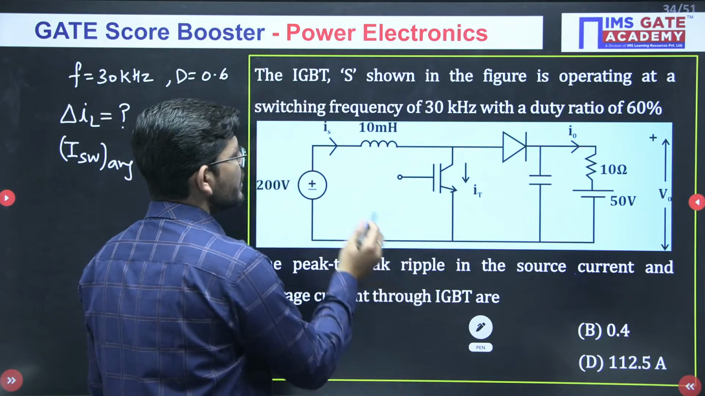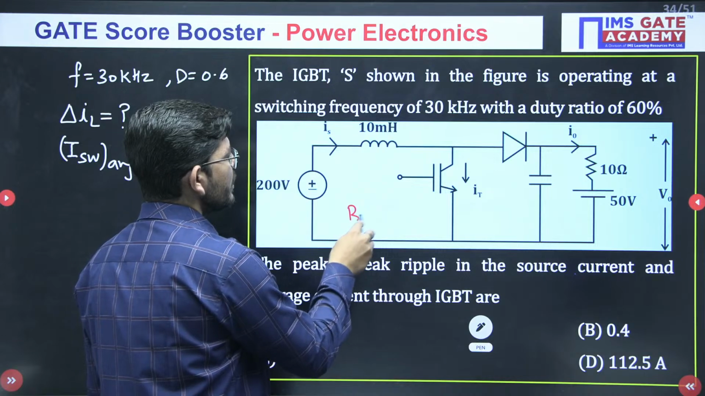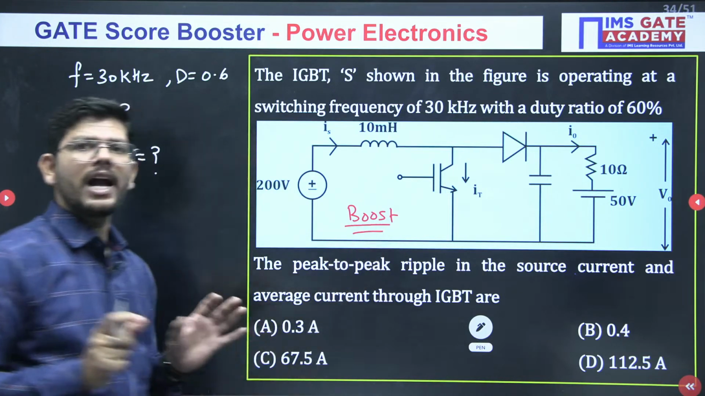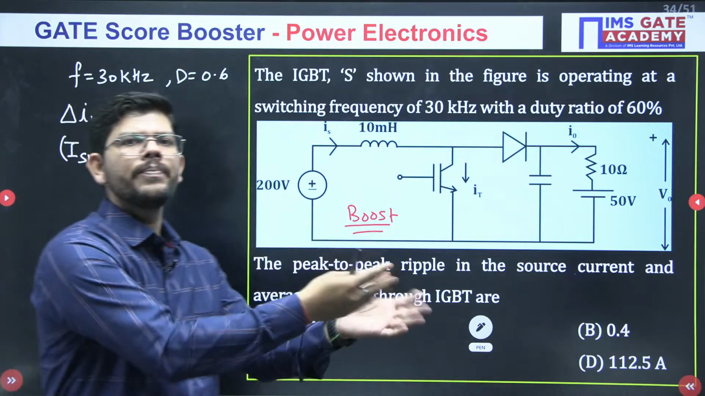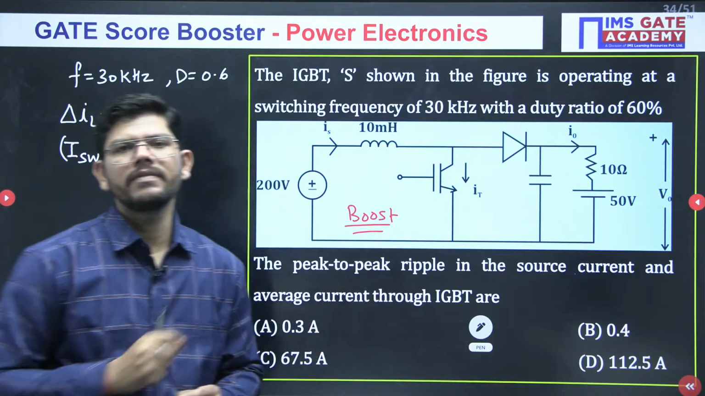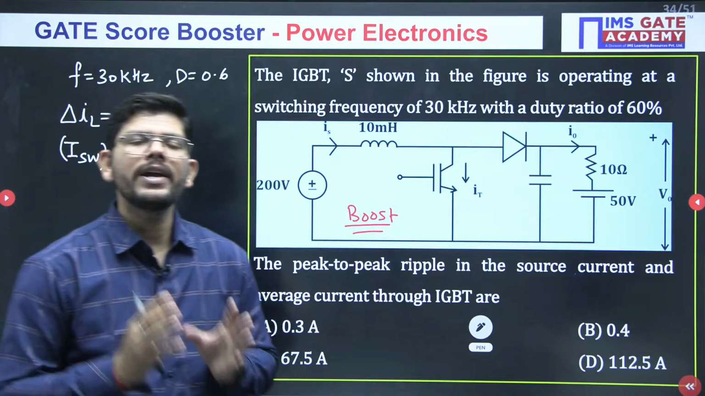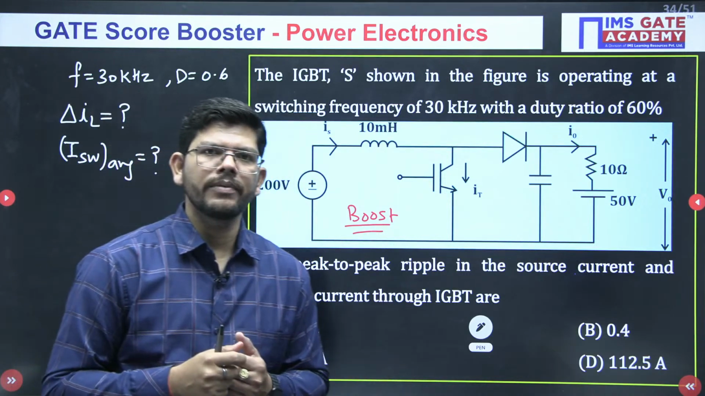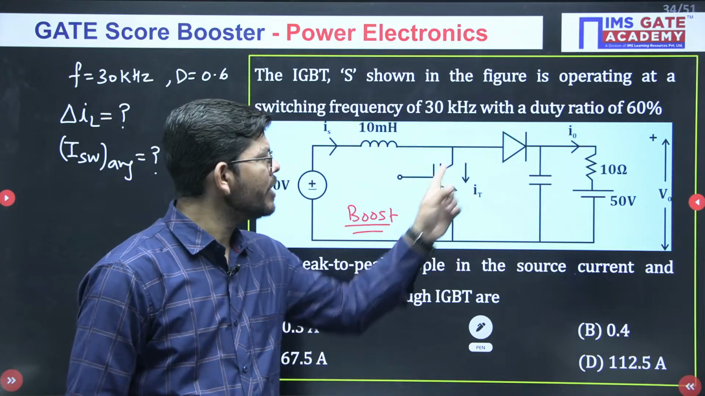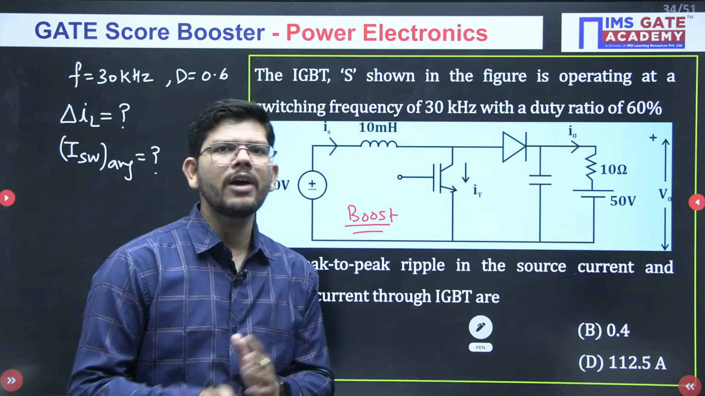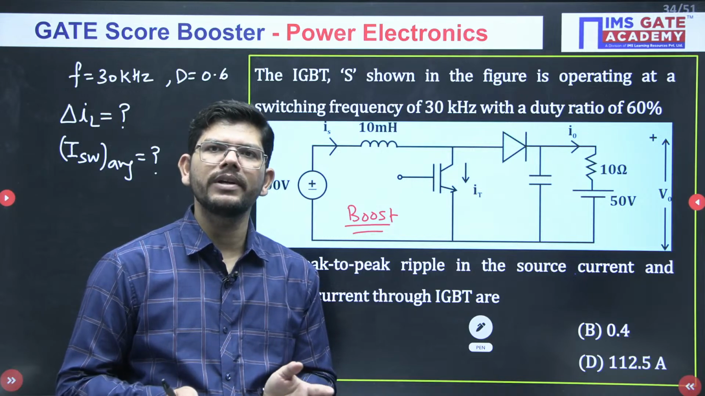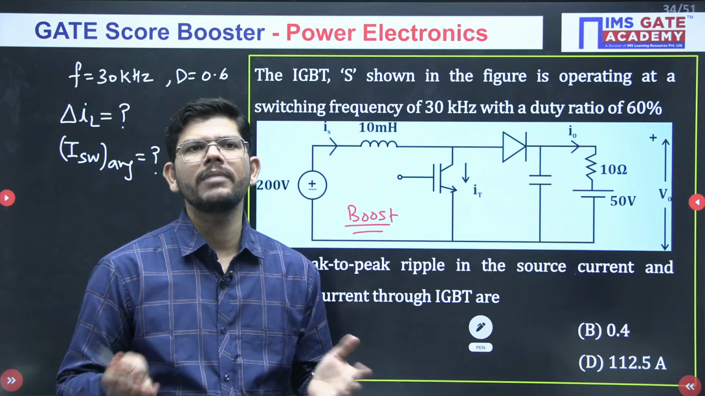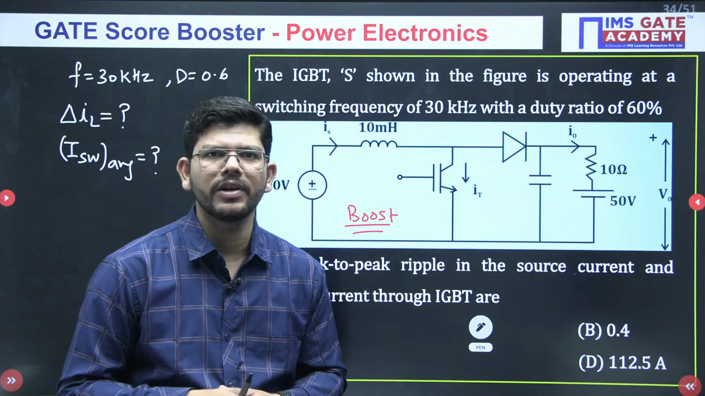Okay. And the converter is a boost converter. Yes or no? It is a boost converter. Whenever you have inductor at the output, the converter will be a buck converter or step down converter. Whenever you have inductor at the input, the converter will be a boost converter. And if you have inductor in between the input and output side, it will be a buck boost converter. This is how you can identify the type of converter. Questions may come on the identification of converter as well.